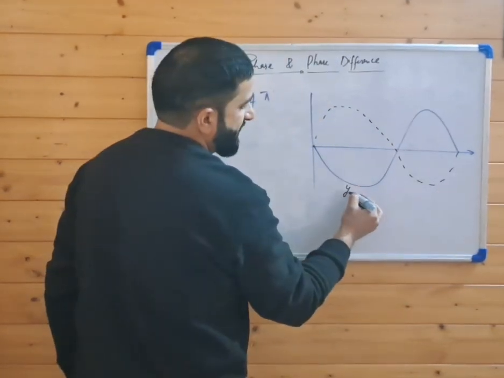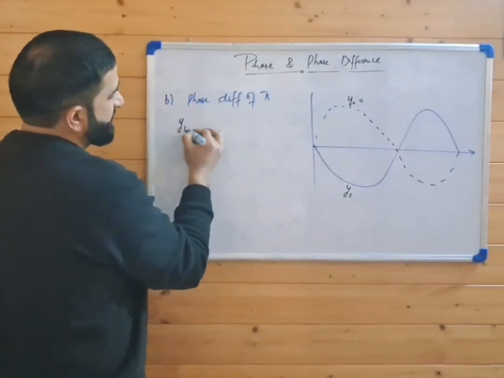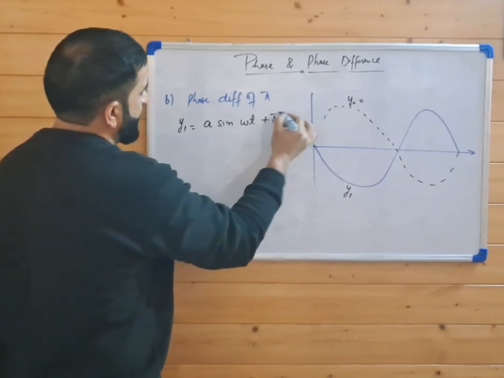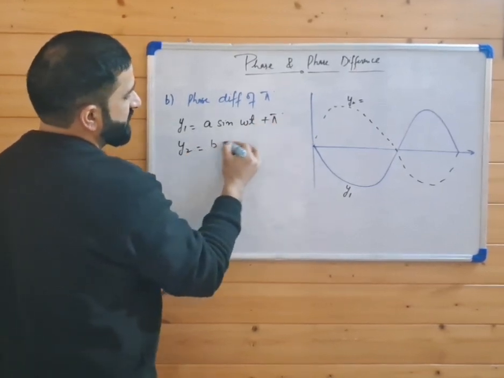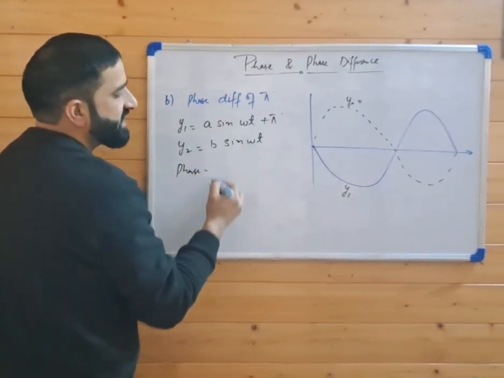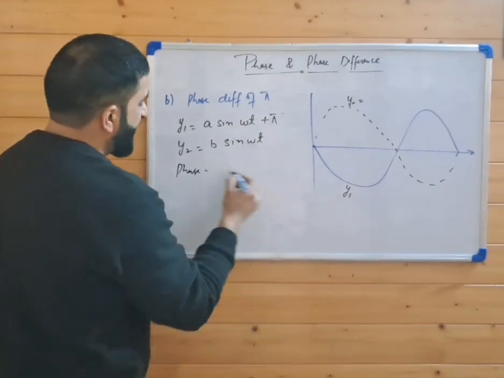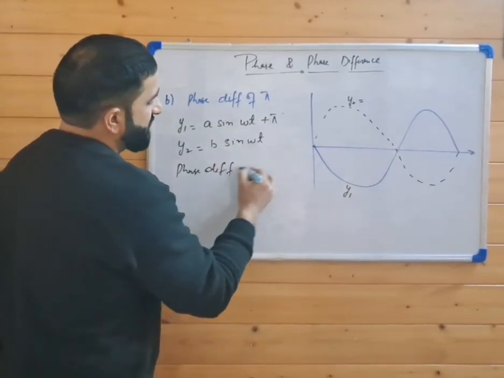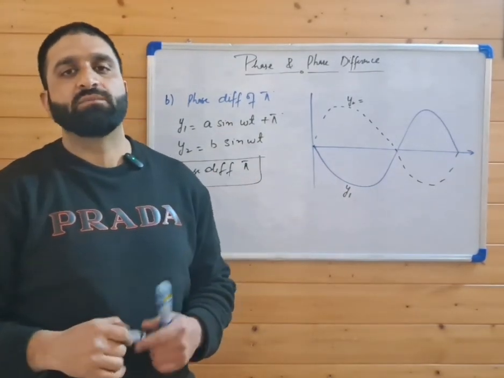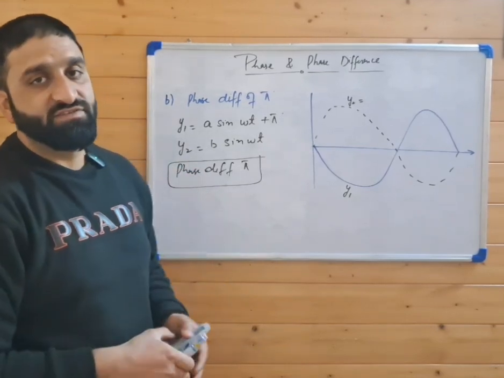This is y1, this is y2. y1 is equal to a sine of omega t plus pi. y2 is equal to b sine of omega t. So here the phase difference, as is evident, is omega t plus pi minus omega t, and omega t goes, and we get a phase difference of pi. So between these two vibrating or oscillating bodies, we have got a phase difference of pi, or 180 degrees. What is its physical significance?